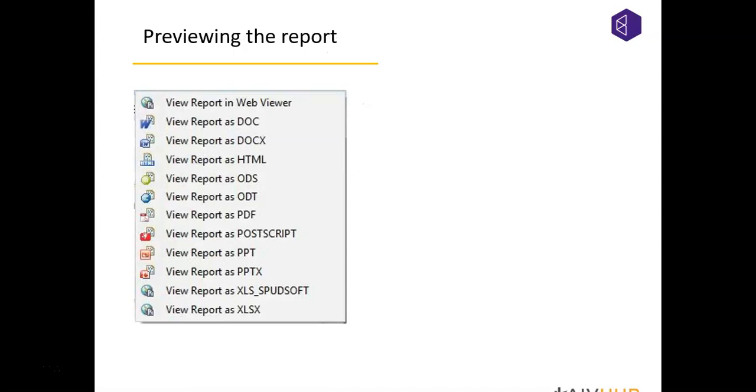Previewing the report. To preview the report, we have various options available. When you click on Run, you will get the option Run and View in as, either to view the report in web viewer, DOC, DOCX, HTML, ODS, ODT, PDF, PostScript, or any of the formats. In whichever format you want, you can run this report.